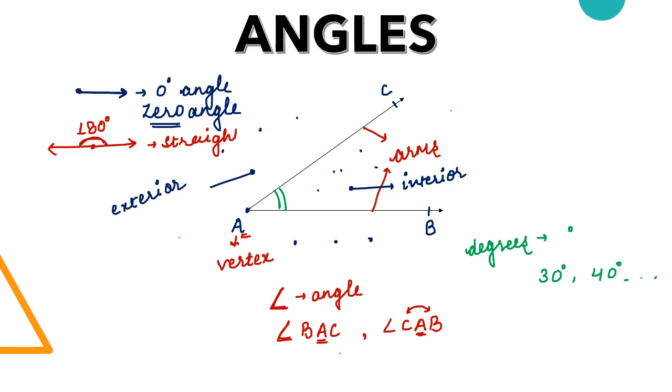Therefore, if the measure of the angle between these two rays is 0 degrees, then the angle formed is a zero angle. And if the measure of the angle between the two rays is 180 degrees, then that angle is called the straight angle. Now let us discuss the different types of angle in detail.